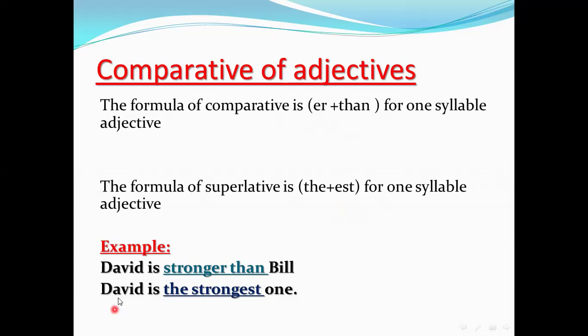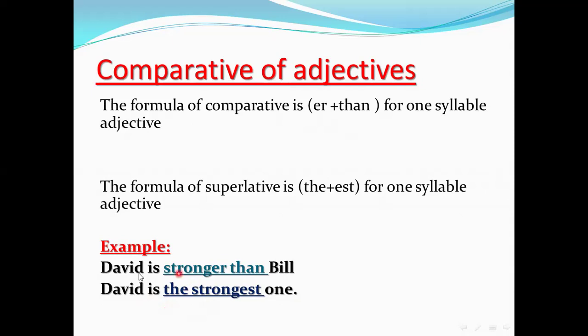Let's go to another one here. David is stronger than Bill. So here I compare David to Bill, adding -er and then "than". Here we have David is the strongest one. So I compare David using the superlative. No one is stronger than David. David is the strongest one in our case.